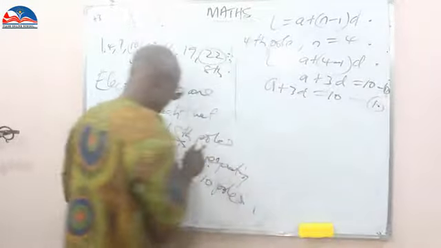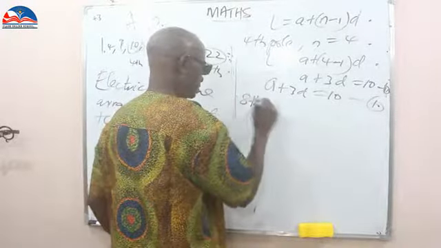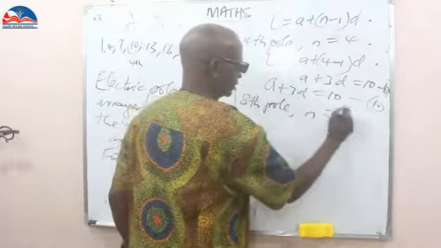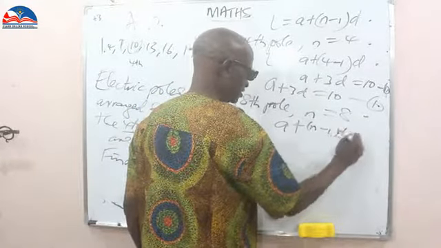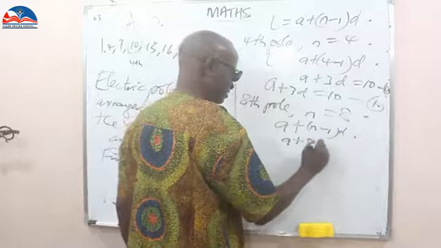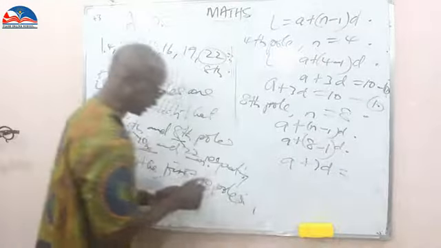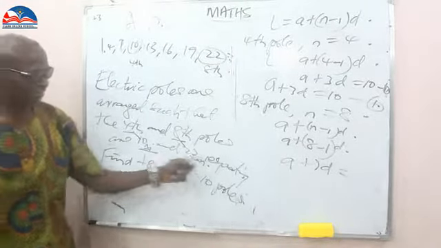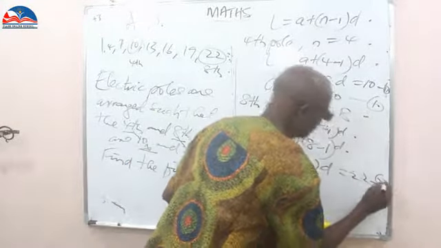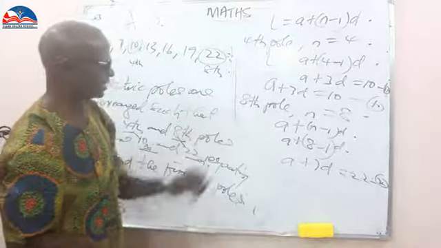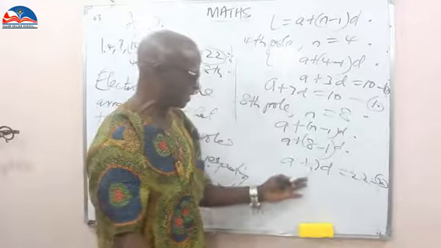Now the 8th pole, it's the same formula. At the 8th pole, N equals 8. A plus N minus 1 D, since N is 8, A plus 8 minus 1 D is A plus 7D. And I'm told that the 8th pole is 22. So A plus 7D equals 22. Call it equation number 2. So I found equations 1 and 2. Equation 1 says A plus 3D is 10. Equation 2 says A plus 7D is 22. I can solve for my D and for my A.